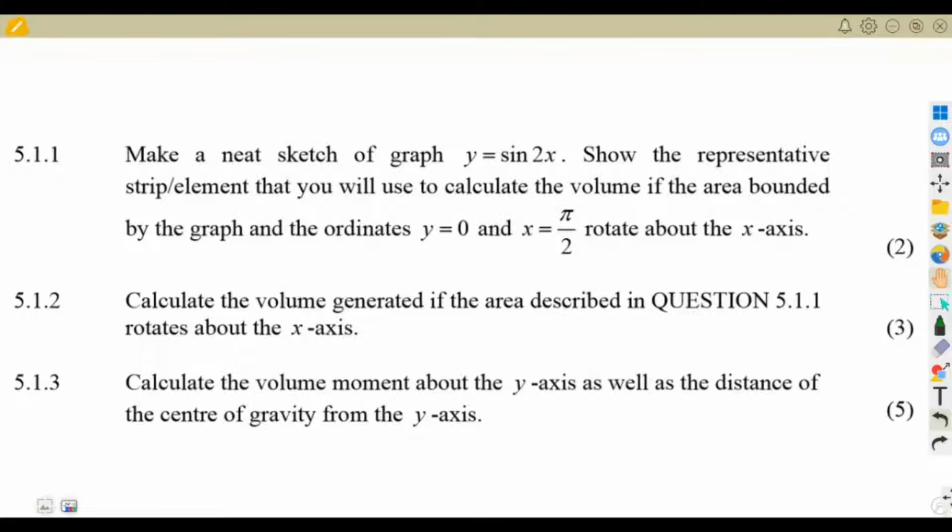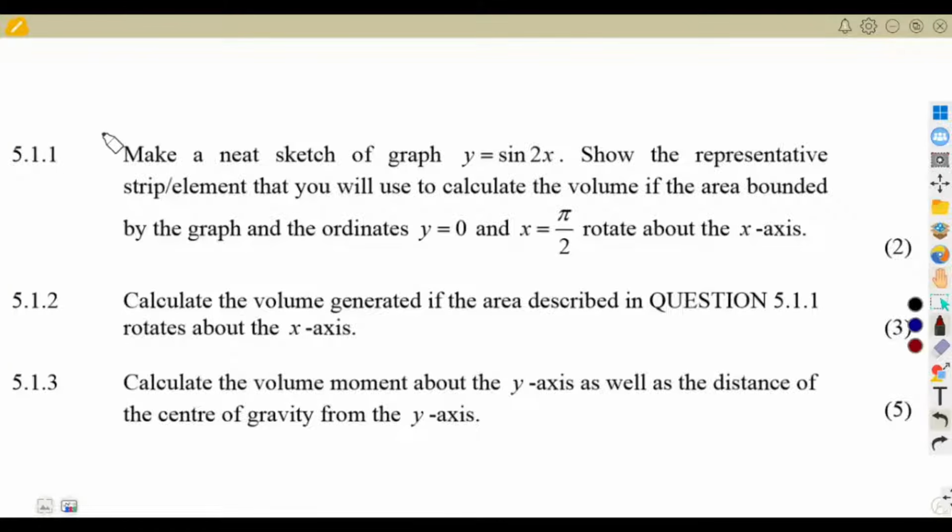So the first part is our N5. Like I always say, this first part here is your N5. The calculation and the sketching of the graph is our N5, N4. They want you to go back to those N4, N3 sketching of graphs.